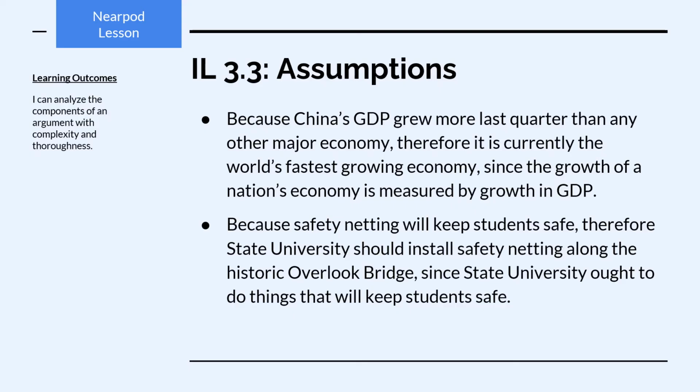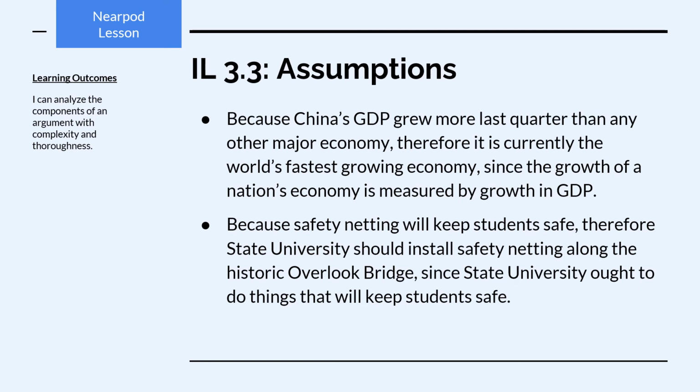All right, looking at number one, it should read: because China's GDP grew more last quarter than any other major economy, therefore it is currently the world's fastest growing economy, since the growth of a nation's economy is measured by growth in GDP. Something like that. Again, the since statement, that unspoken assumption, you can phrase that a few different ways.